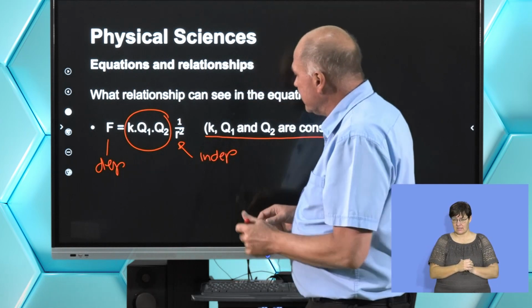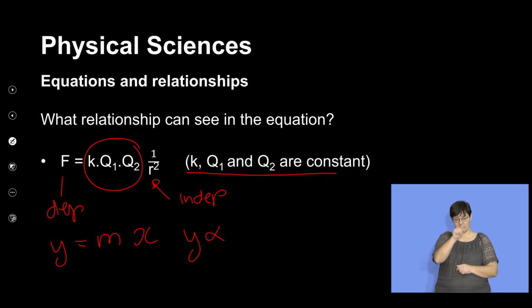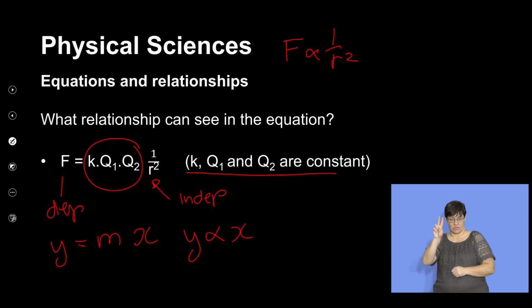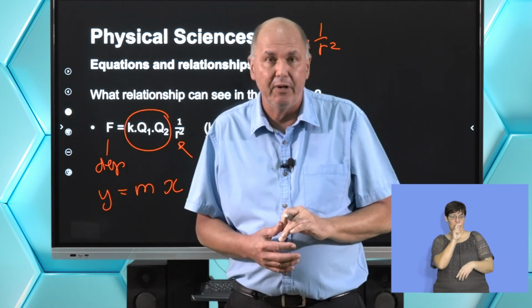Well, you will see that when you've got things in the form of y equals m x, where m stands for the constant, then we can say y is directly proportional to x, which means that F is directly proportional to 1 over r squared. So I want you to take a note of that. F is directly proportional to 1 over r squared. This is no longer a squared relationship. It's known as an inverse square relationship.